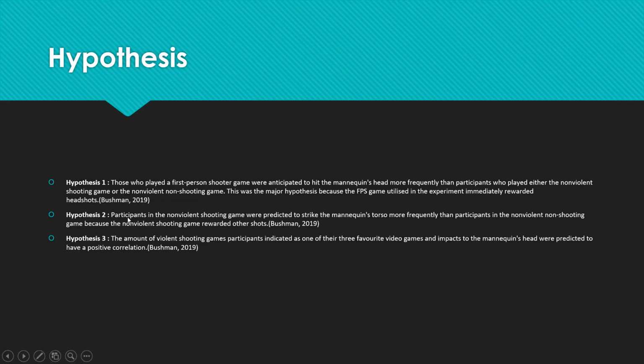Number 2, participants in the non-violent shooting game were predicted to strike the mannequin's torso more frequently than participants in the non-violent and non-shooting game, like Mario, because the non-violent shooting game rewarded other shots, not headshots. Hypothesis 3, the number of violent shooting games participants indicated as one of their 3 favorite video games and hits to the mannequin's head were predicted to have a positive correlation.